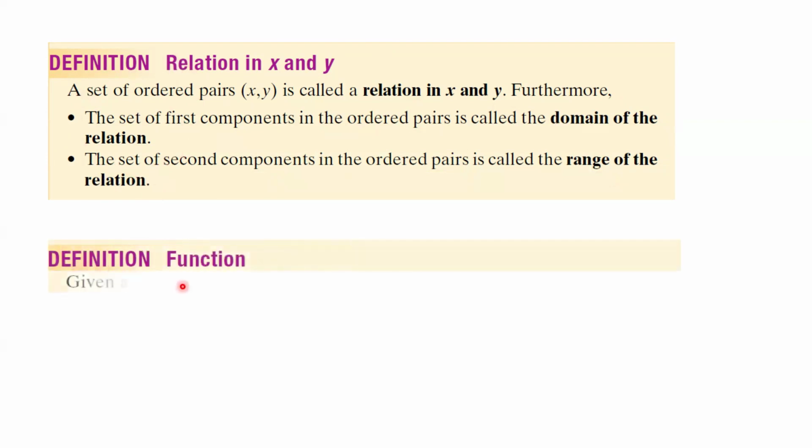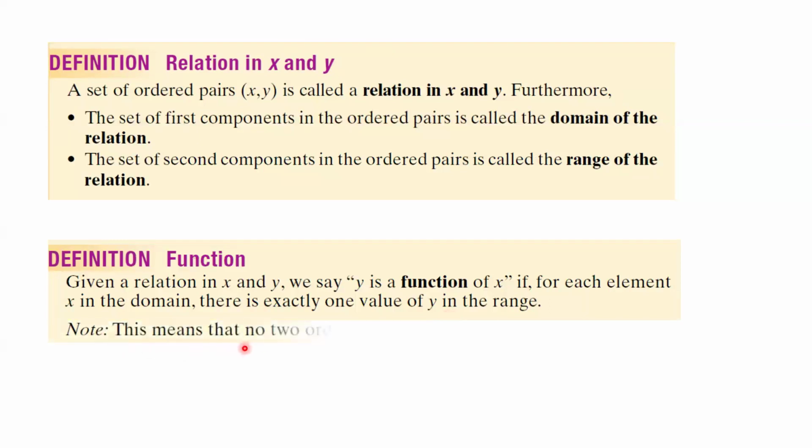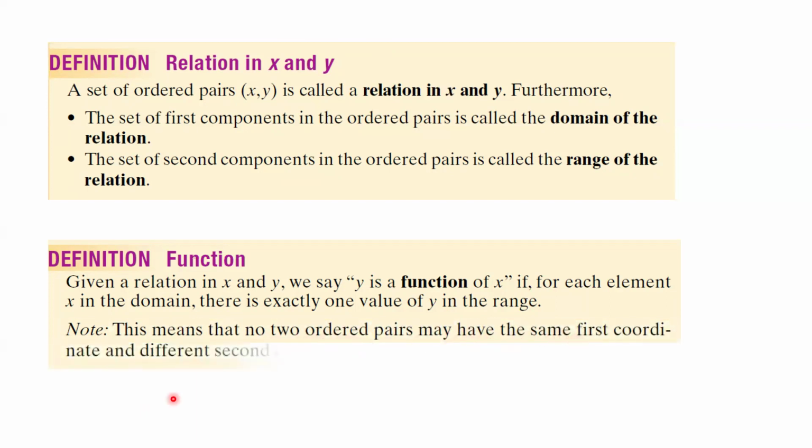What is a function? Suppose you have a relation in X and Y. We say Y is a function of X if for each element like X in the domain, for sure you can find exactly one value Y in the range. Please note that this means that no two ordered pairs have the same first coordinate and different second coordinates. So with this definition, we define different types of functions.